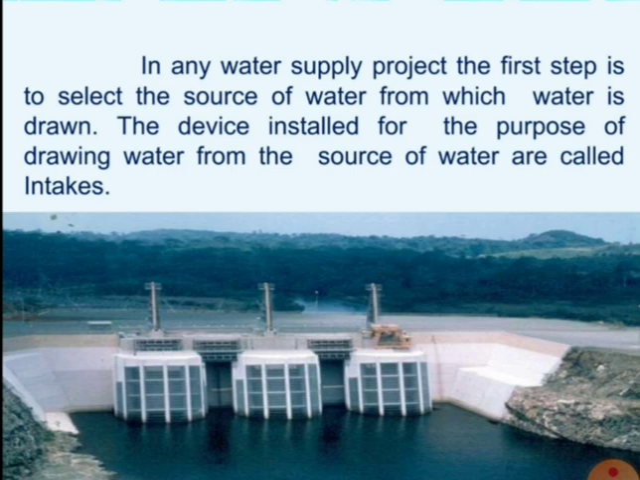Intakes can be constructed using masonry, or it may be a concrete structure also. The main aim is to provide relatively clean water to the treatment plant. Whenever water is collected from the source and taken to the treatment plant, we have to provide comparatively clean water so that the load on the treatment plant will be lesser.